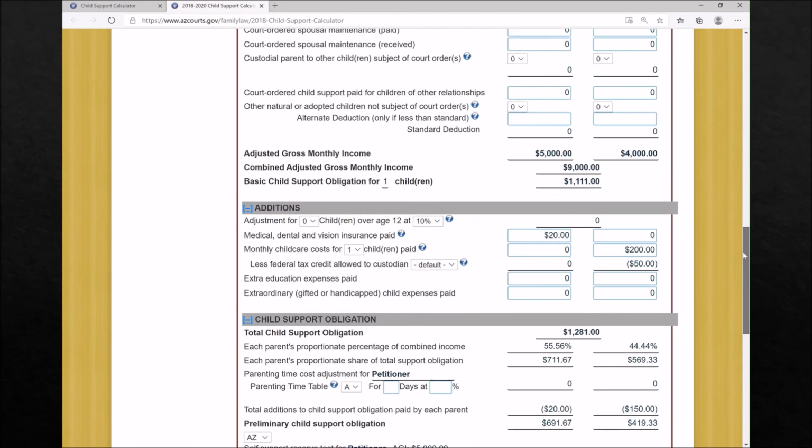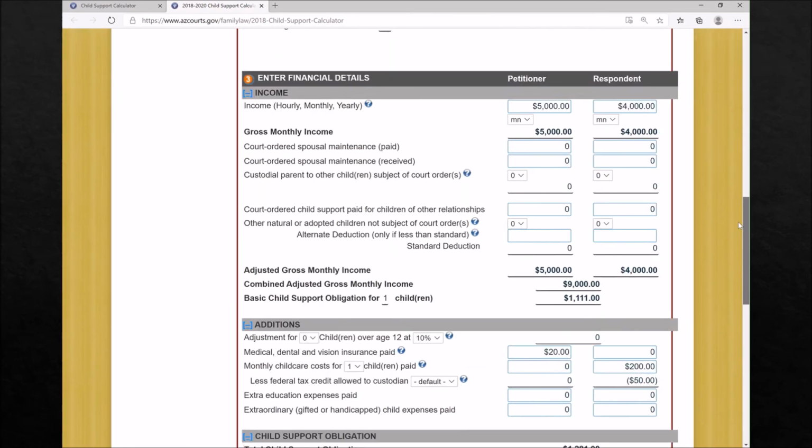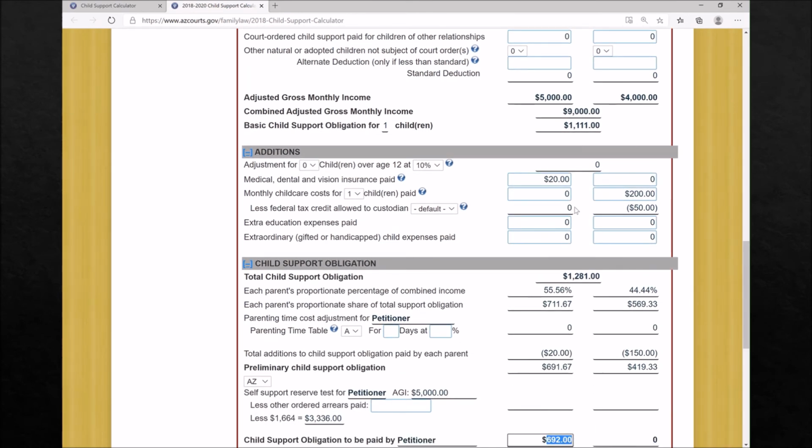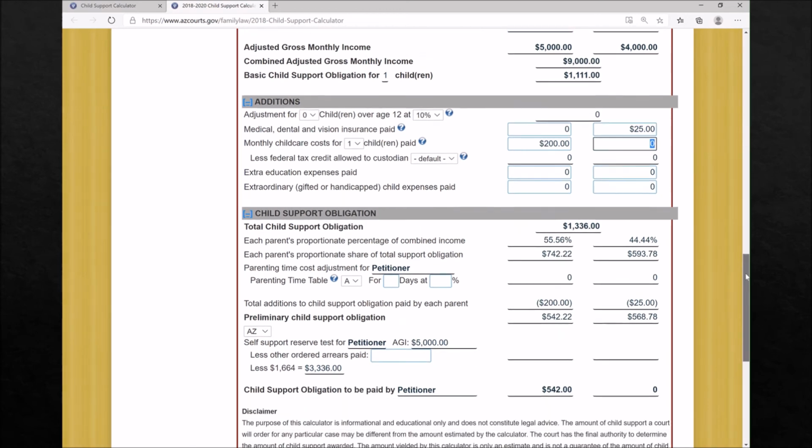Let's see how this can be modified a little bit, right? So let's change something. For example, if we say that the insurance is not really on the father, the insurance is probably paid by the mother, and the mother's employer makes her pay $25 for insurance, and the father says, you know what, I'm going to take care of paying the nanny. So the father says, I'm going to pay $200 directly to the nanny, and that's what he does. Now see what happens.